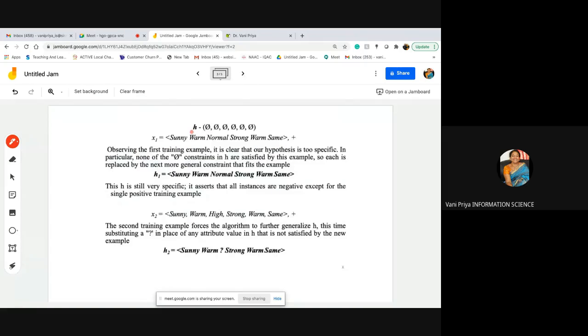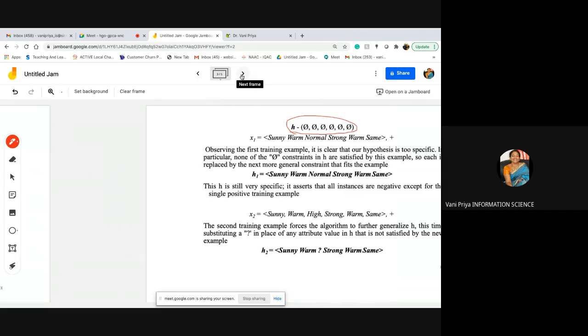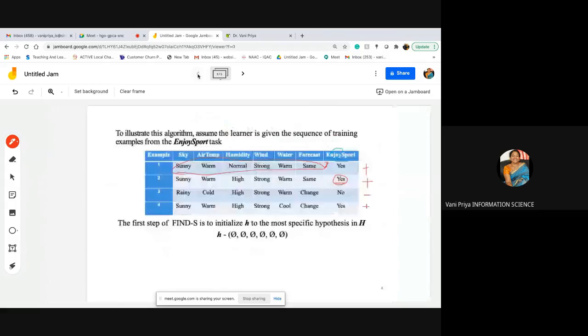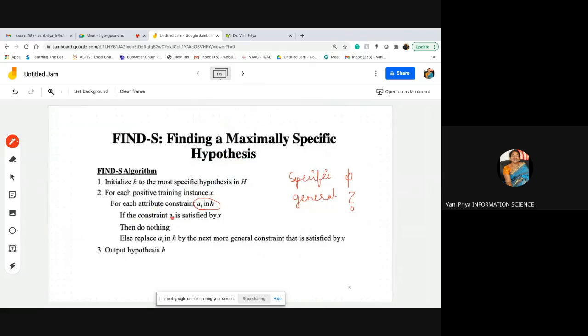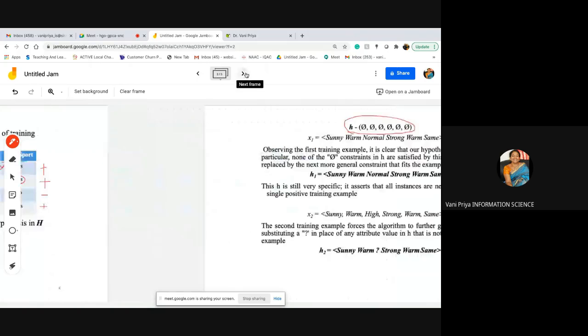First we consider the hypothesis. As we had initialized everything to the most specific hypothesis, all the null values will be there in h. After that, the first instance is sunny, warm, normal, strong, warm, and same. This is the positive instance, which is why we have taken all the values in angular brackets, and this plus indicates that this is a positive example. So what is the first step in the algorithm? If the constraint is satisfied by x, do nothing.